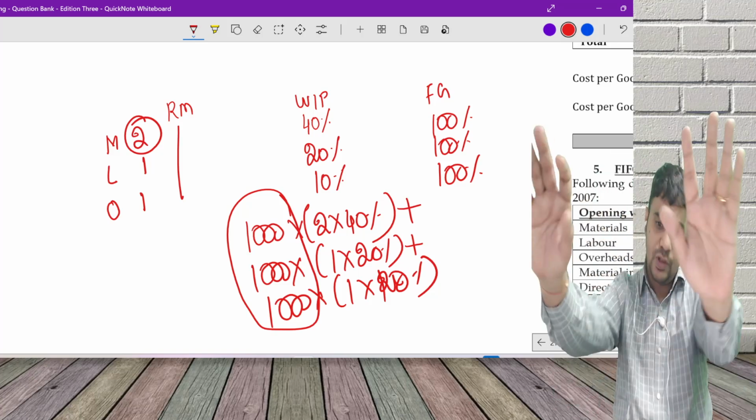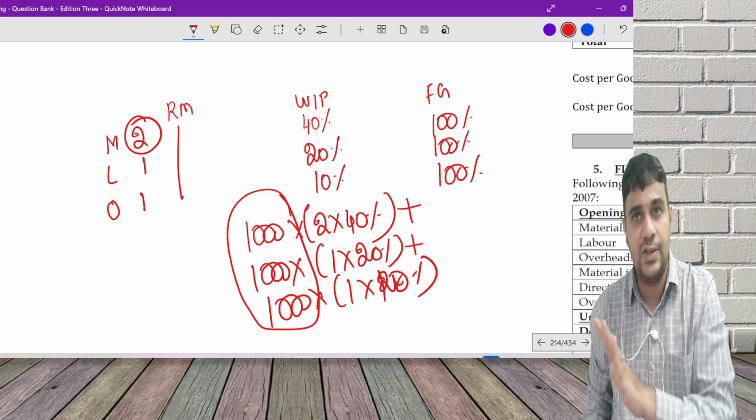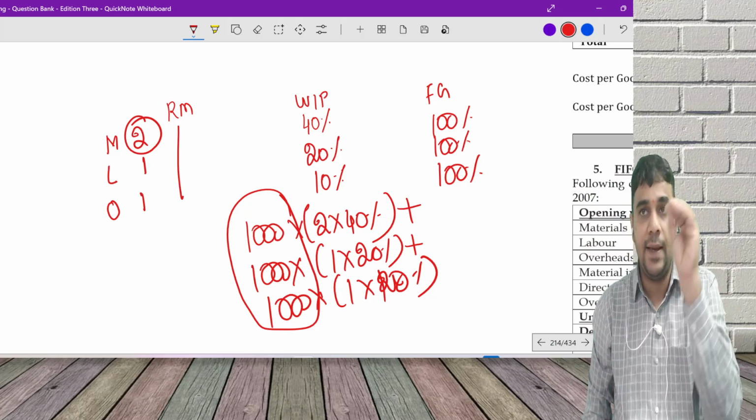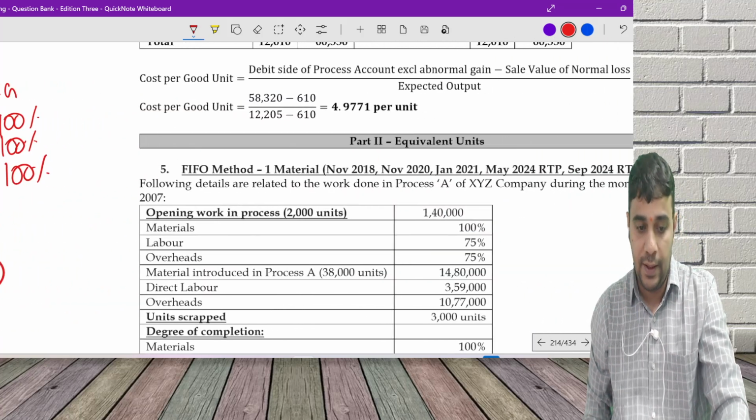Clear? So how are we going to do this valuation is what you're going to understand. It goes through a series of 5 steps. I'm not explaining the steps separately, I explain with the problem so that you understand it better. I'll directly now go to question 5.